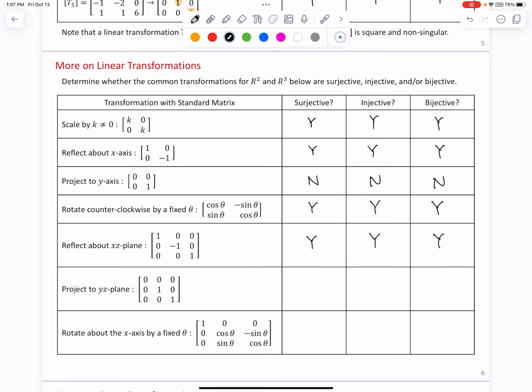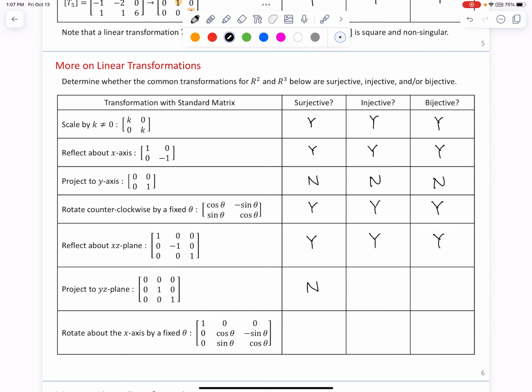Now projecting to the yz plane, that just means we zero out the x-coordinate. This will not be surjective because the range here is the yz plane. It's not all of R3. So not surjective. Also not injective because there are many vectors that would map to the same element in the range. If you take any point in the yz plane, it would have infinitely many preimages.